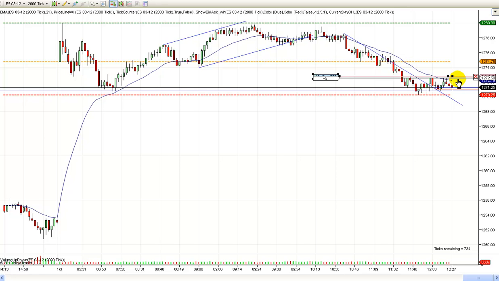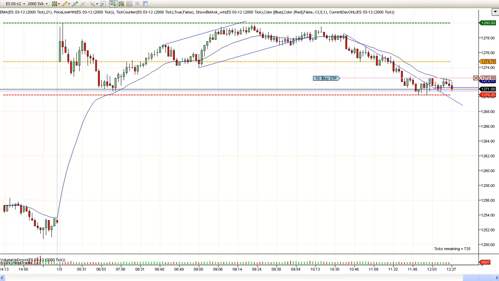In fact, I may even move this down to one tick above the last closed bar. When this one closed, I may move it down to one tick above that one because I'm really expecting prices to possibly break higher off of this double bottom right here. So we'll see what happens.